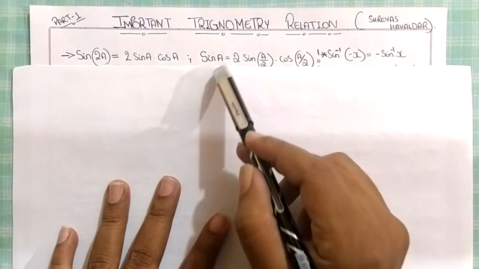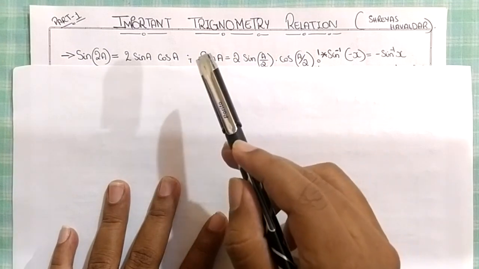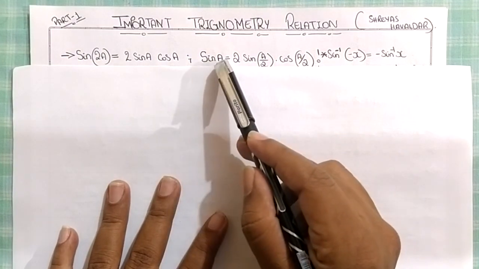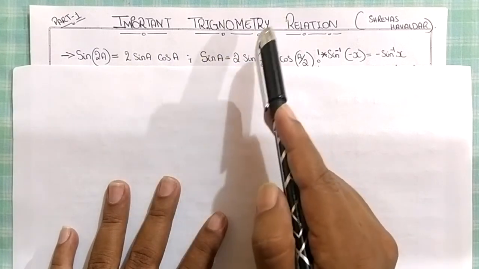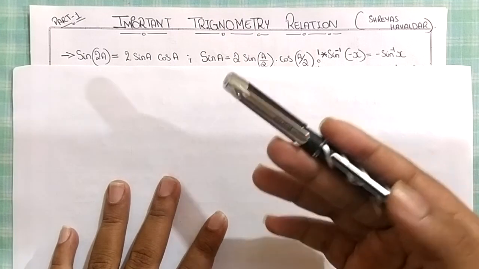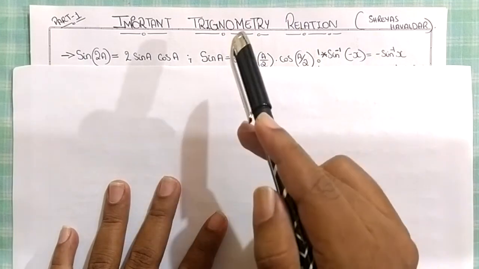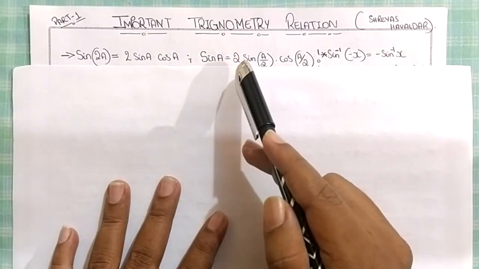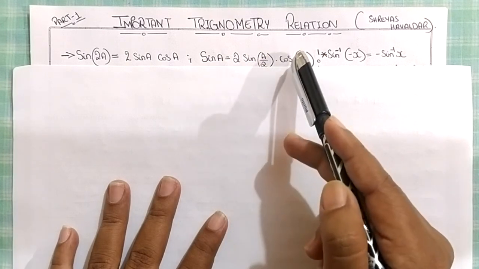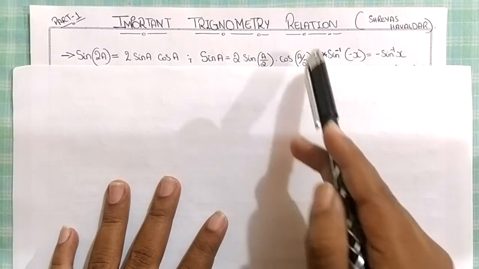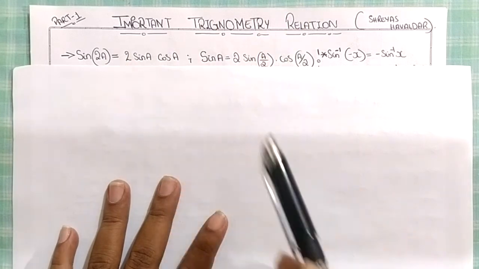Now this is the half angle formula where you will be given only theta. Instead of 2 theta, you will be given only theta or only a. Assume any angle, x, a, theta or anything else. What should you do? 2 sin of the given theta divided by 2 into cos of the given theta divided by 2. This is one of the important half angle trigonometric formulas.